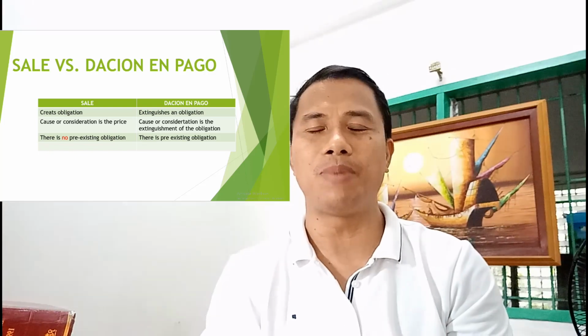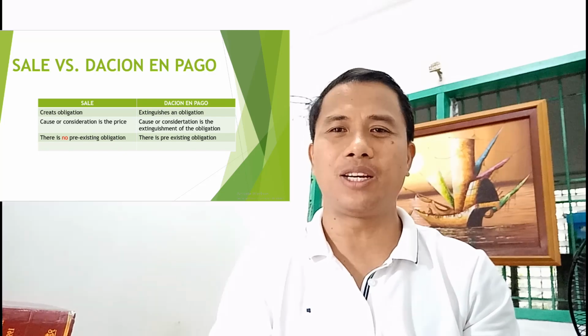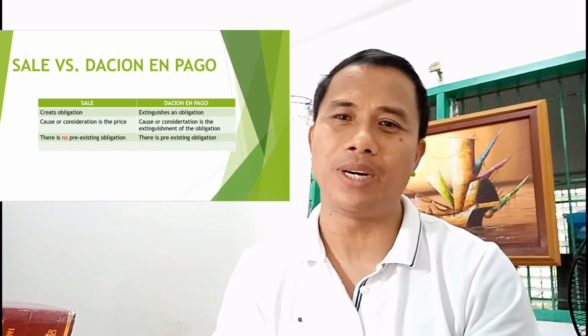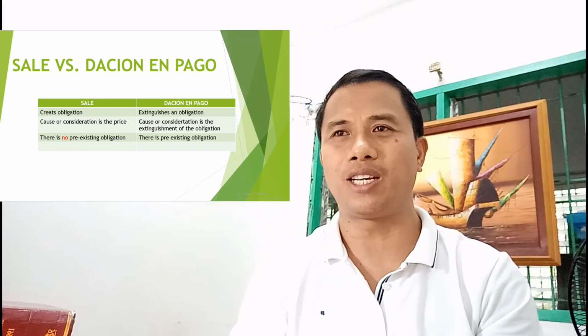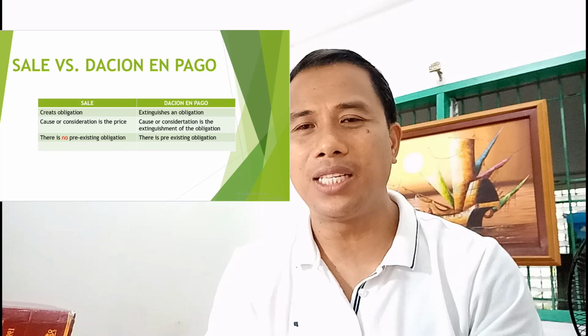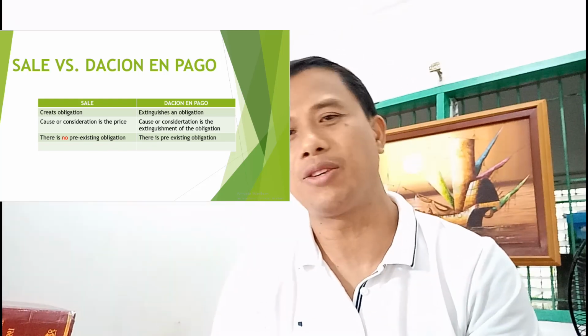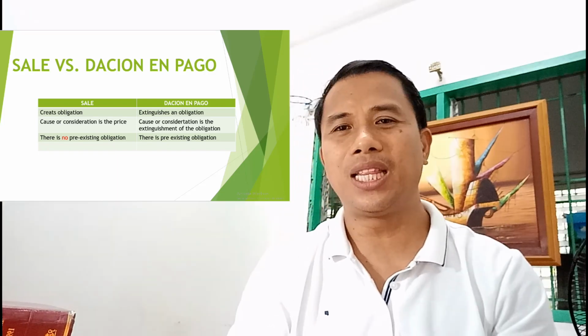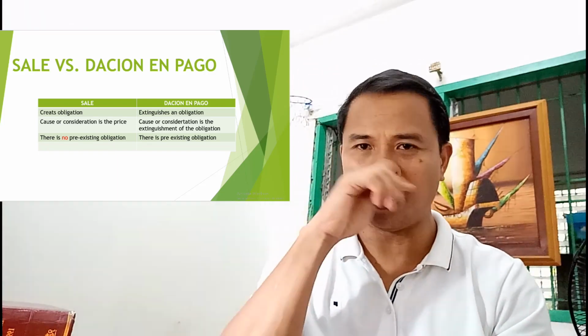Well, the distinction: sale creates an obligation while Dacion in Pago extinguishes an obligation. In sale, the cost or consideration is the price, while in Dacion in Pago, the cost or consideration is the extinguishment of the obligation. In sale, there is no pre-existing contractual obligation, but in Dacion in Pago, there is a pre-existing contractual obligation.